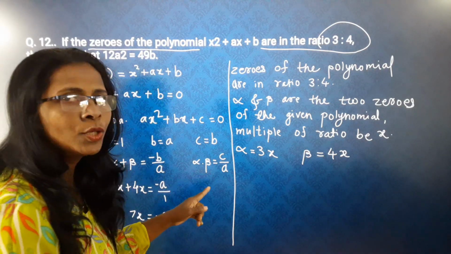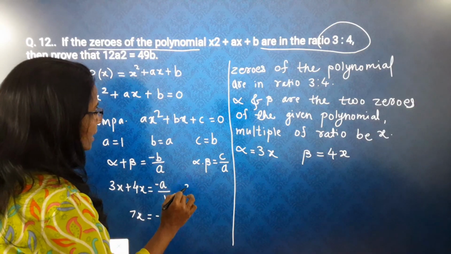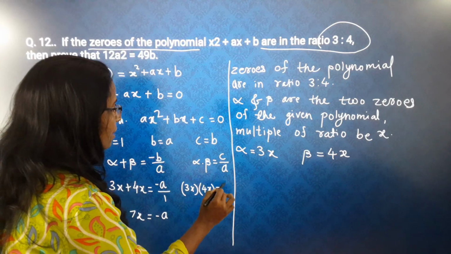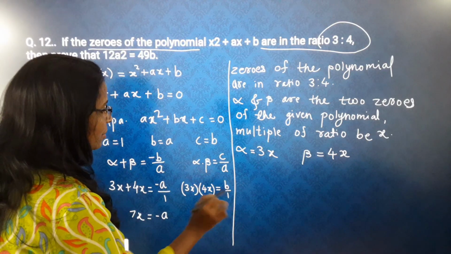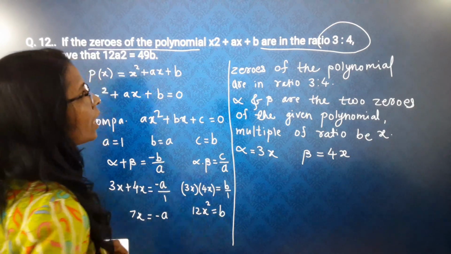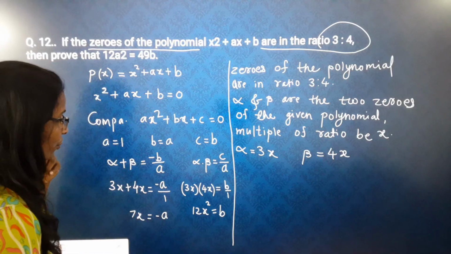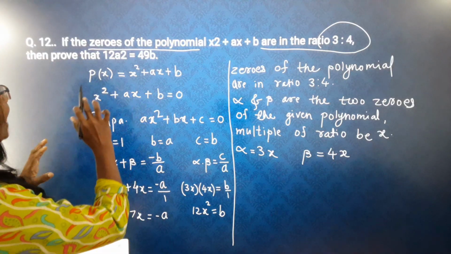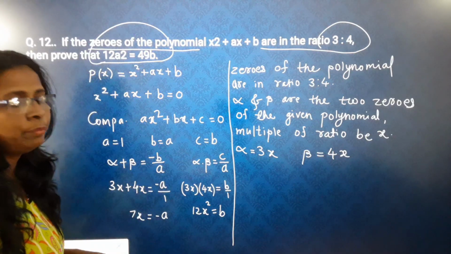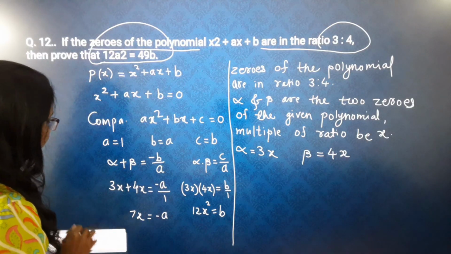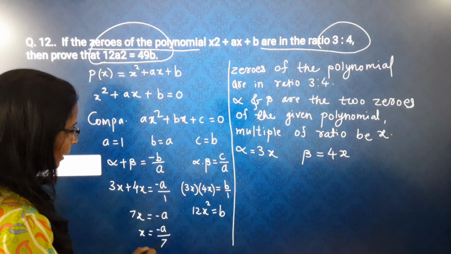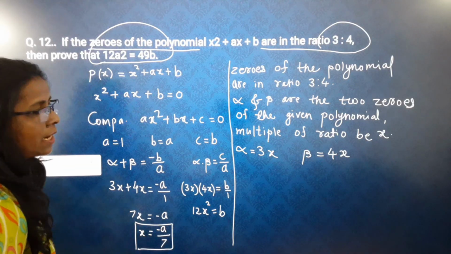And alpha beta, students, that means 3x multiplied by 4x is equal to c. C means b and a means 1, that means b upon 1. So that means 12x square is equal to b. Now we have to prove that 12a square is equal to 49b. So here x is equal to minus a upon 7.